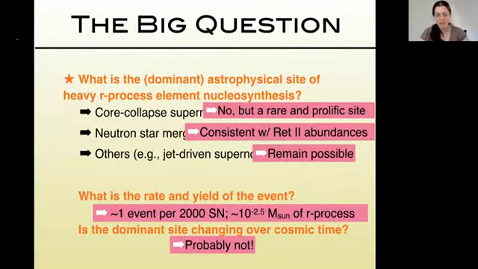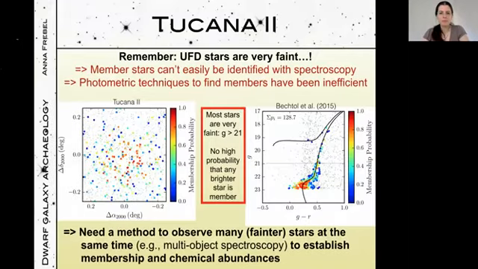Well, let me be a little bit more specific here. There are probably neutron star mergers that occur at all times. We'll have to see if that's true for the different types of supernovae as well. So I think there's more work that needs to be done there as well. All right. So that was the short story of Reticulum II. Now I'd like to share the short story of Tucana II.